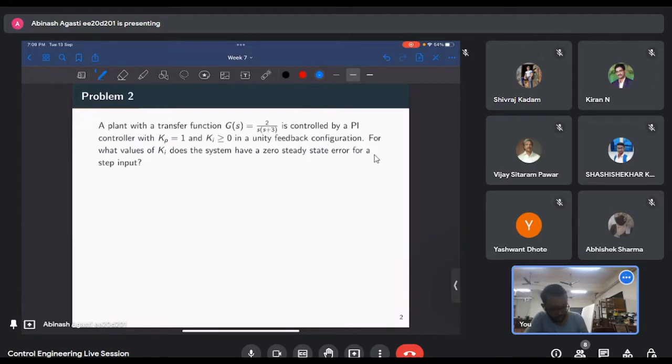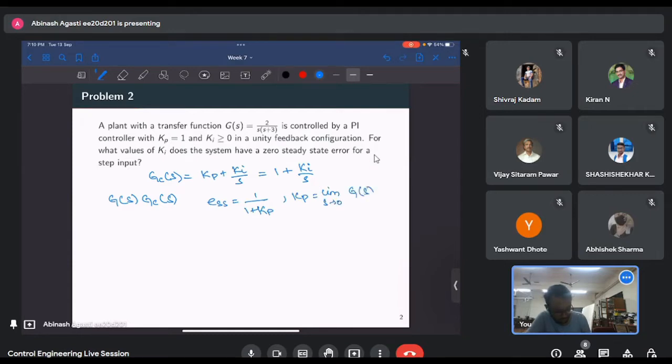So again, similar to the previous question, let's say this is the controller Kp plus Ki by s, that is 1 plus Ki by s. Again the open loop transfer function here is G(s) into Gc(s), and for a step input we know ess is 1 by 1 plus Kp, with Kp being given by limit s goes to 0 of the open loop transfer function.